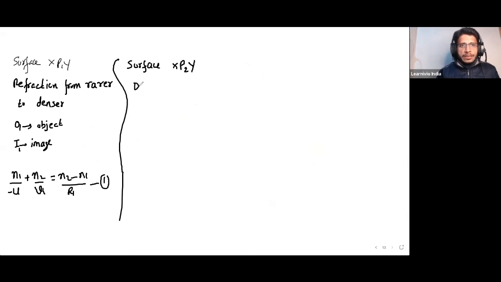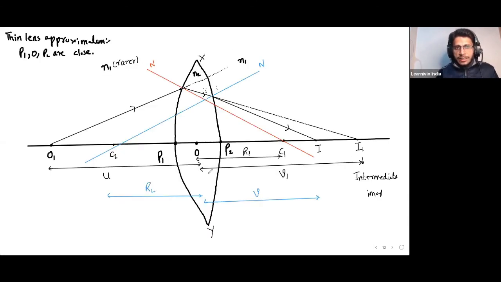Refraction is from denser to rarer. You can write this as N1, not N1. I1 is the object here. The image of the first surface is the object here, and I is the image. This distance is the image distance V1. This V1 is the object for the second surface, and this I is the image for the second surface.